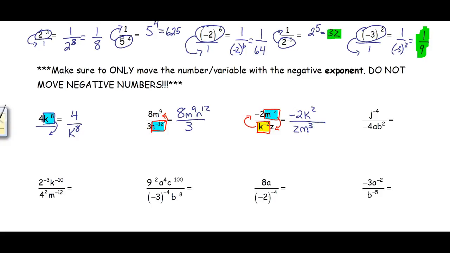All right, let's try one more. So what are we moving here? J to the negative 4th. We do not have any other negative exponents, so that's the only thing we're going to move here. So we're going to take j to the negative 4th and move it to the bottom. We're left with nothing on top now, so we're just going to have our 1. So negative 4ab squared stays, and our j to the 4th comes down. There's no simplifying involved, so here we are finished with the problem.